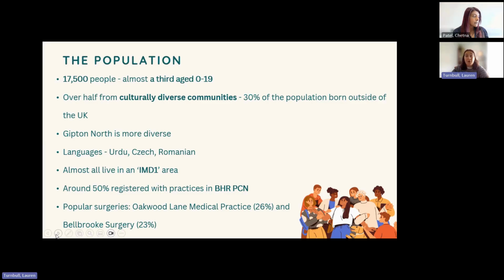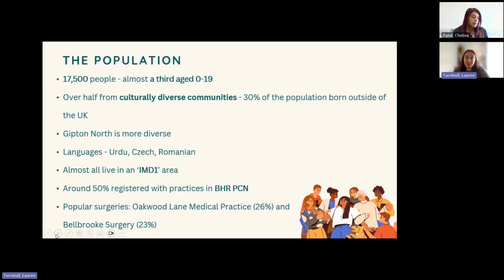But 30% of the population are born outside of the UK. Generally, on the whole, those who are born outside of the UK have been living in the UK for sort of 10 or more years, so a fairly settled migrant community, but might be new to Gipton as an area. And then there is some newer migration.